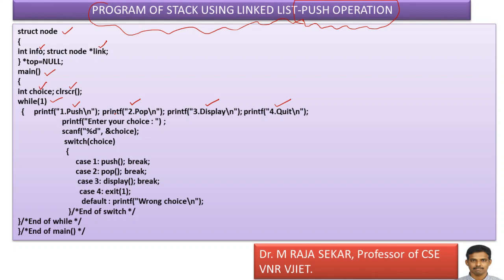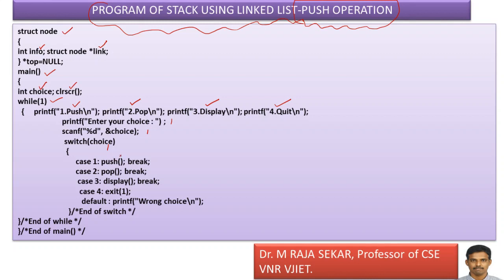After displaying these options, let me say I entered number 1. What does it mean? I am interested in pushing an element, inserting an element in the stack. Let me say that value is stored in choice. Therefore, what is the value of choice? 1, isn't it? switch(choice) means switch 1, which means case 1. Case 1 is push. This is a function call. Automatically control will transfer to the definition of the function.